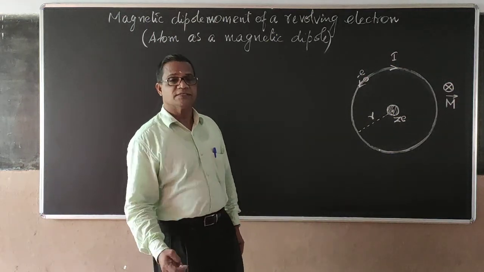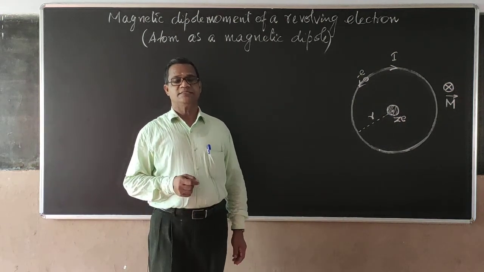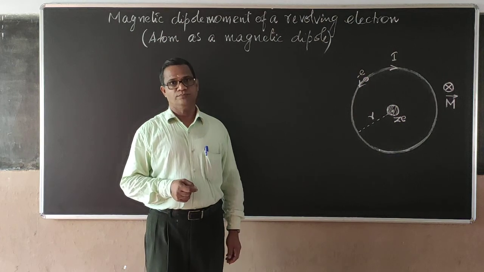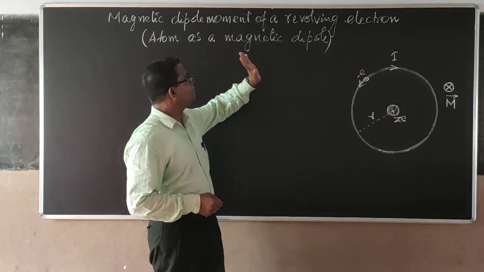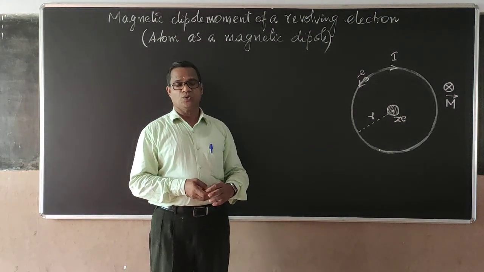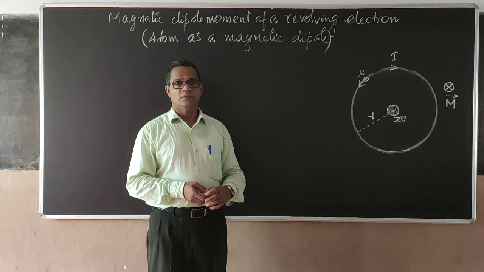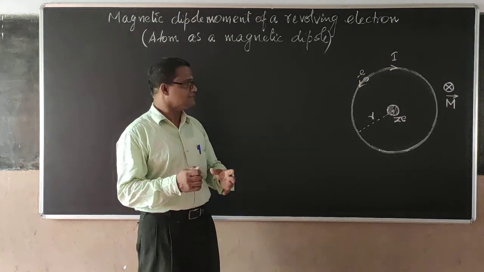In this session, we discuss how an atom acts as a magnetic dipole. As per the heading, you can see magnetic dipole moment of a revolving electron. The revolving electron can produce magnetic moment. How it is, let us see.